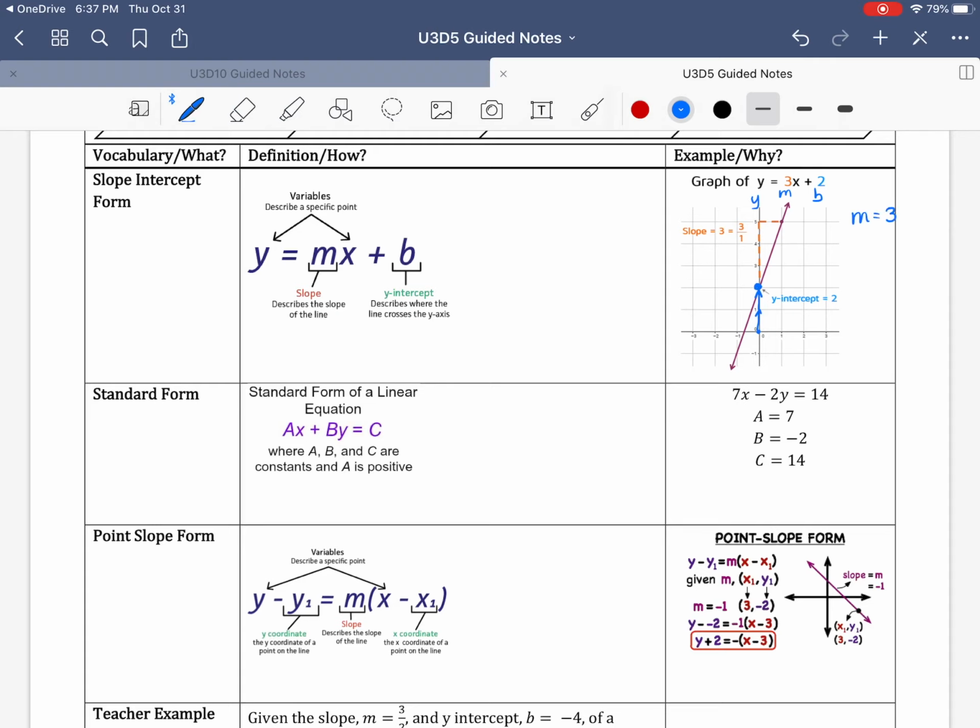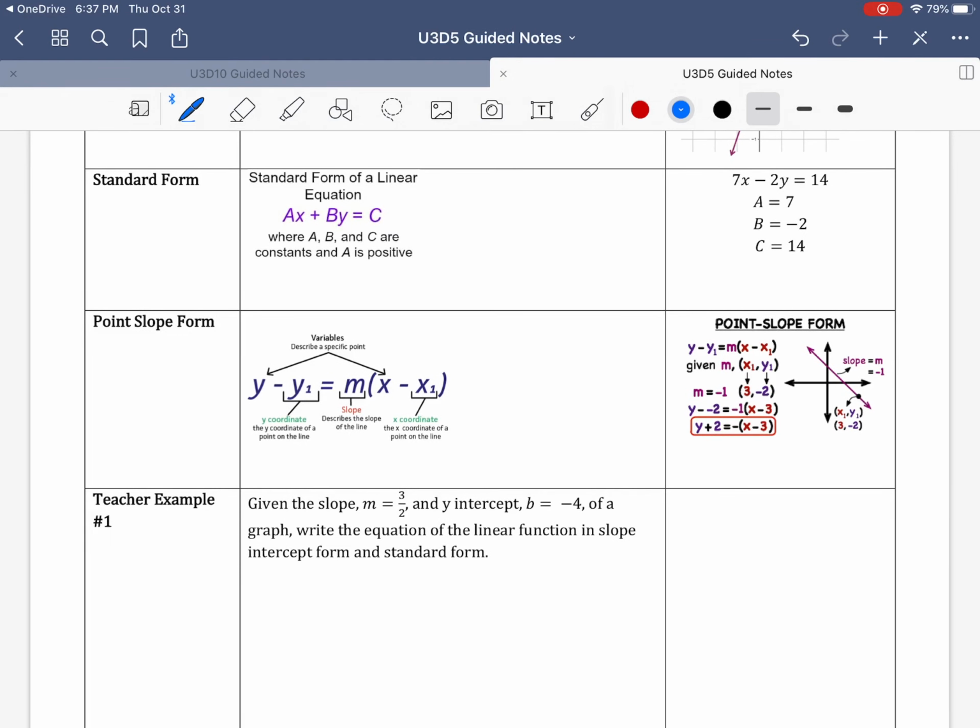If our m is equal to 3, then 3 is the same as 3 over 1. That means we're going to go up 3, which is our rise, and then over 1, which is our run. We're going to go 1, 2, 3, and then to the right 1, and that's our second point. And that's how we were able to graph equations using slope-intercept form.